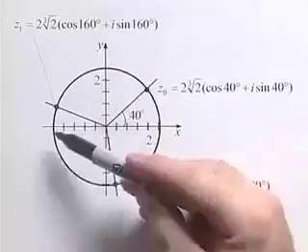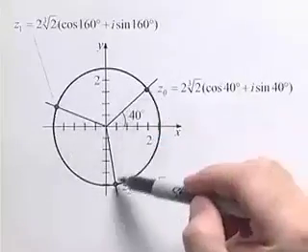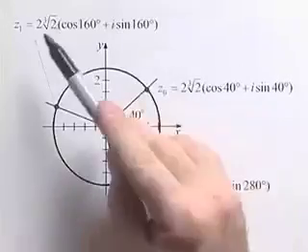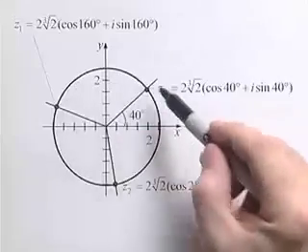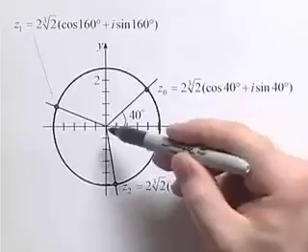Here you can see our diagram. We've got our circle, and we've got our three cube roots plotted on that circle. Here's z sub 0, z sub 1, and z sub 2. Notice that these are equally spaced along this circle, and the radius of this circle is 2 times the cube root of 2.